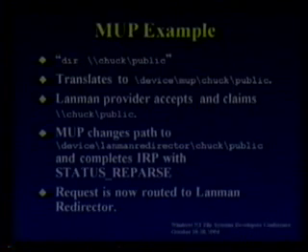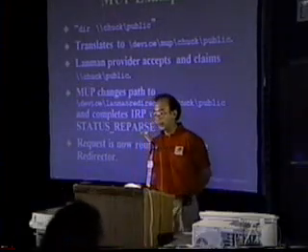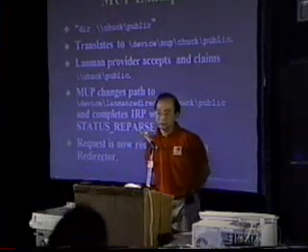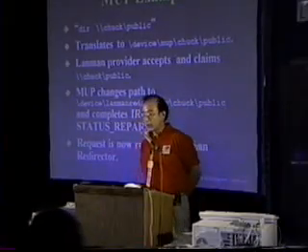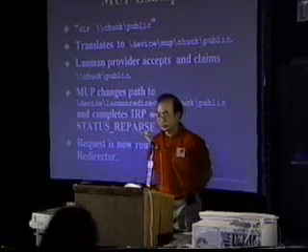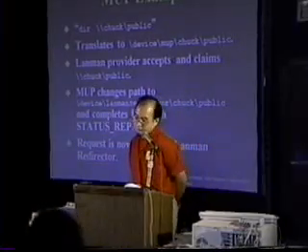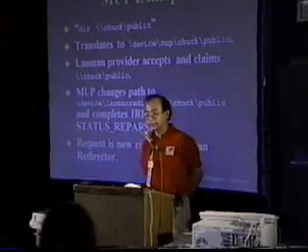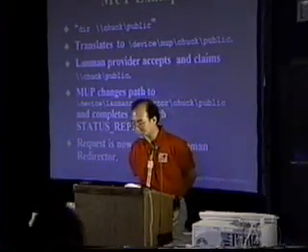Now, MUP registers itself as the owner of the UNC namespace, so this is translated to \Device\MUP\chuck\public, and MUP gets it. MUP will go ahead and pass this to all the registered providers. In this case, since it's a LanMan server, the LanMan provider accepts it and claims that portion of the path, which is chuck\public.